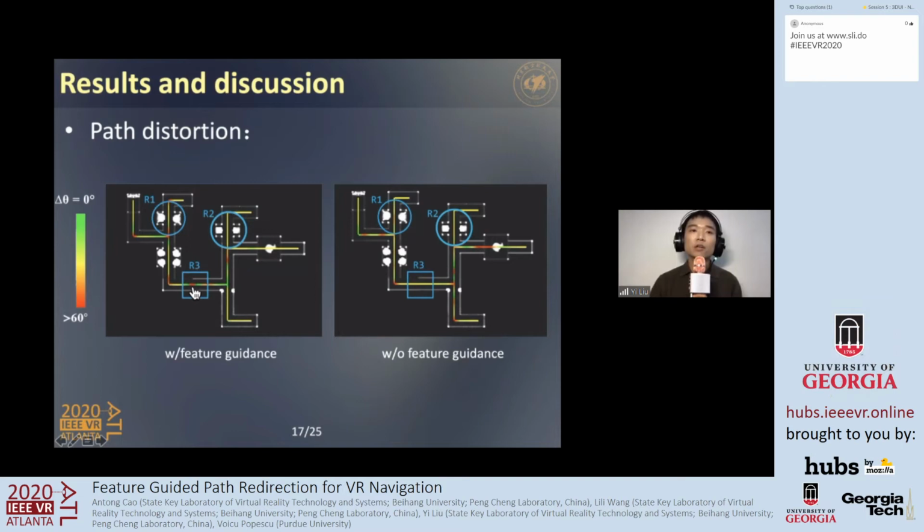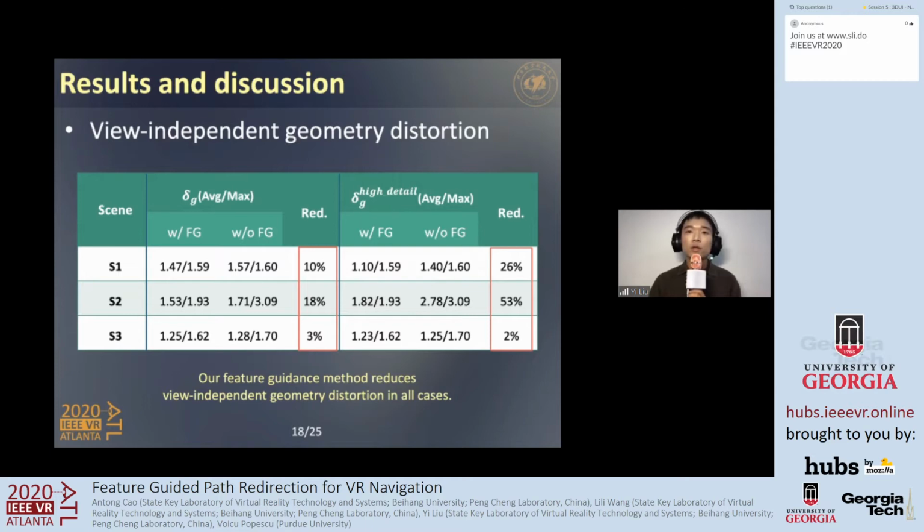We measure view-independent geometry distortion, which is the 3D triangle distortion of the VE geometry. The table gives the average and maximum distortion over the entire VE geometry and high detail regions, with and without feature guidance. Our feature guidance method reduces view-independent distortion in all cases, as it strives to reduce distortion over regions with high geometric complexity, therefore exempting a large number of triangles from significant distortions.